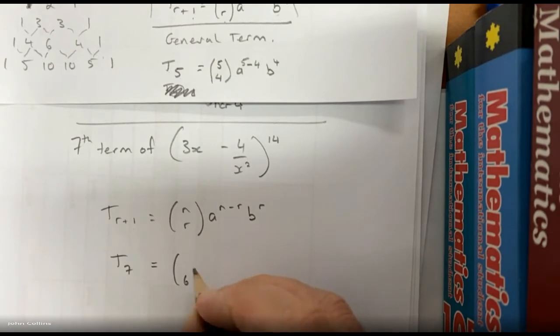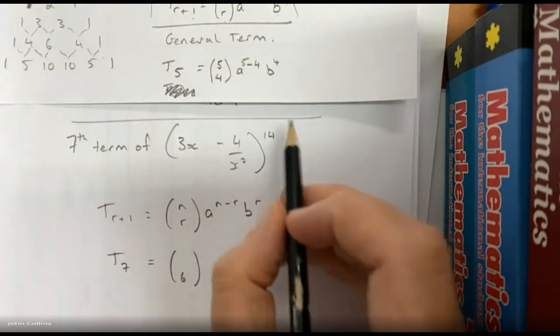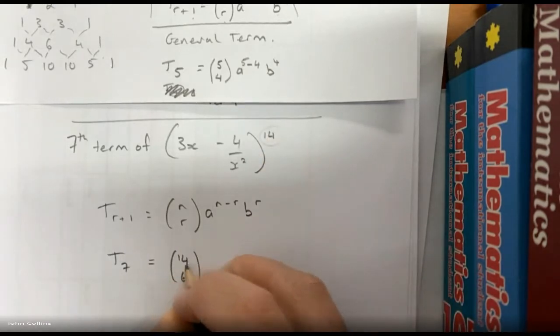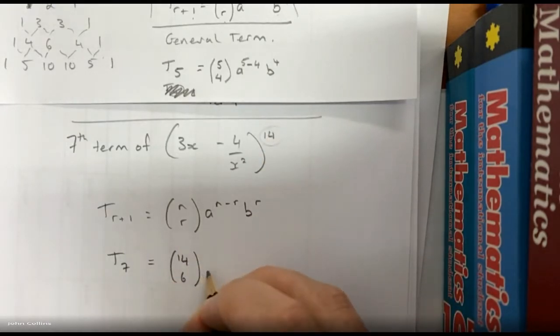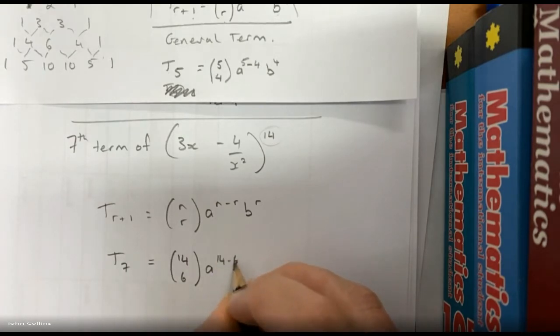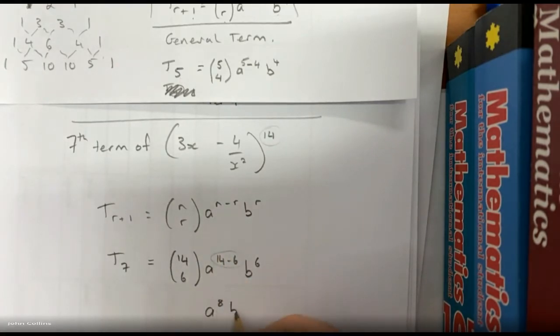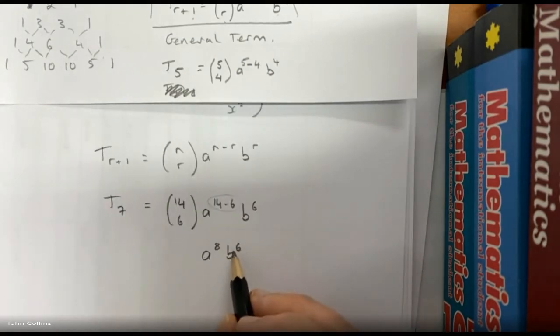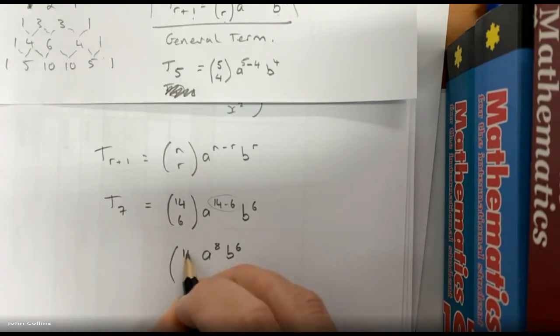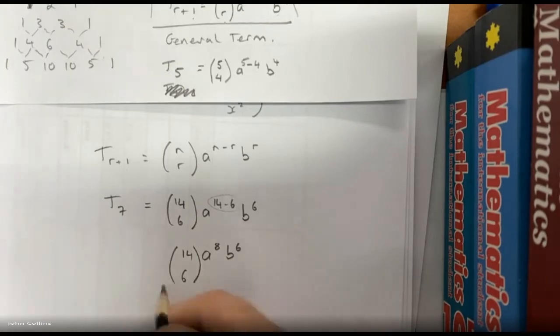that's 6. And n then will always be this power here. So it's going to be 14 and 6. a then is going to be 14 minus 6. And b then is just going to be 6. So remember we did discuss this, that a to the power of 8 then and b to the power of 6. So 14 take away 6. These two have to add to 14. And that's what we did on Friday. We logicked this out. We didn't use this formula. But anyway. So we have 14 choose 6, a to the 8, b to the 6.